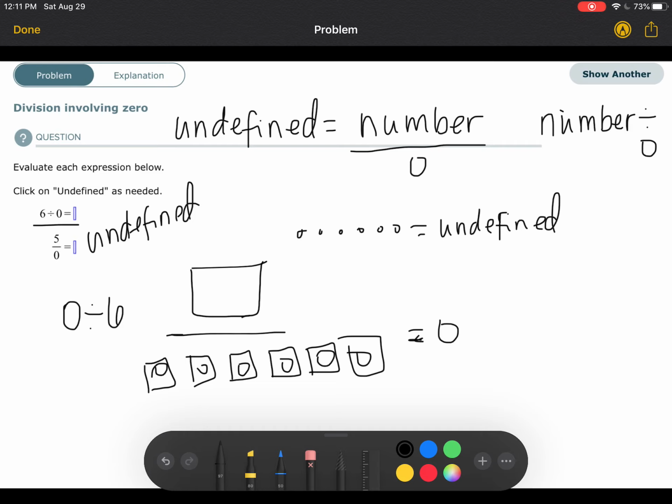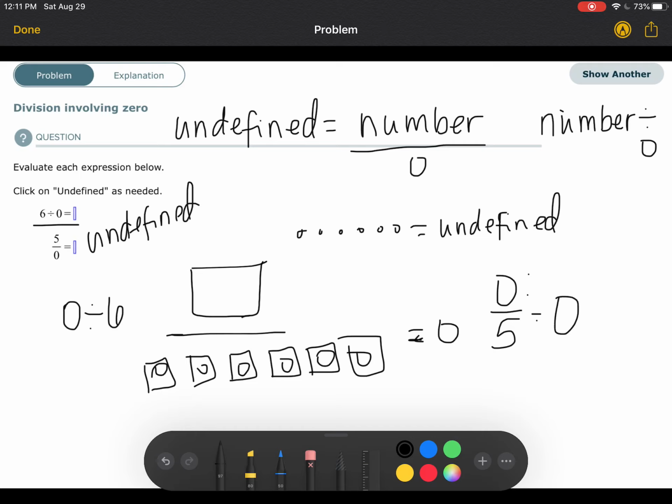Okay, and the same with this. If I flipped it and I put 0 over 5, it would be the same thing. So that would also equal 0.